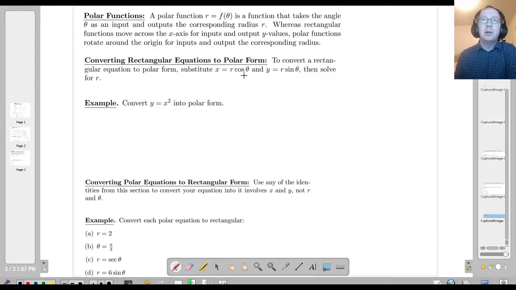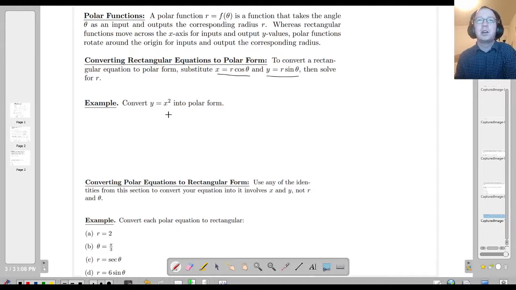So let's go ahead and do a little bit of practice at converting back and forth between rectangular and polar equations. And in the next section, we'll take a closer look at how to actually graph some of these polar functions. So the tools we're going to use, if I'm going to convert from rectangular to polar form, I'm going to use the fact that x is r cosine theta and y is r sine theta, those same equations that we saw earlier.